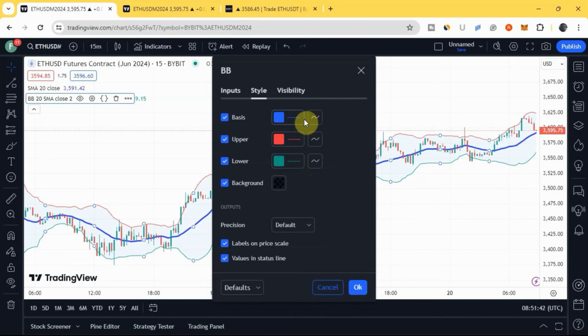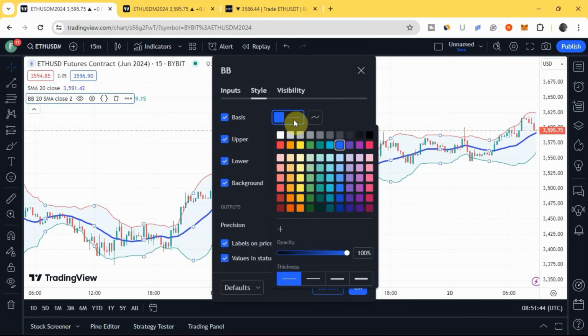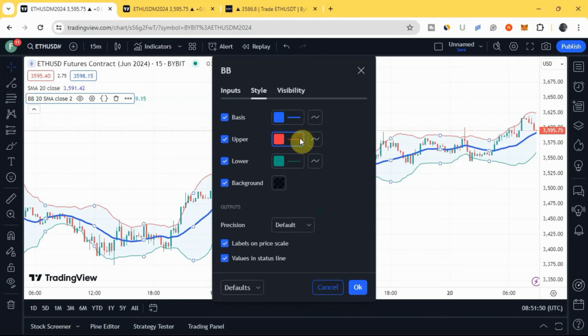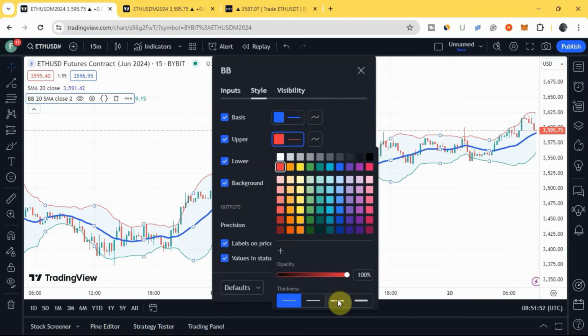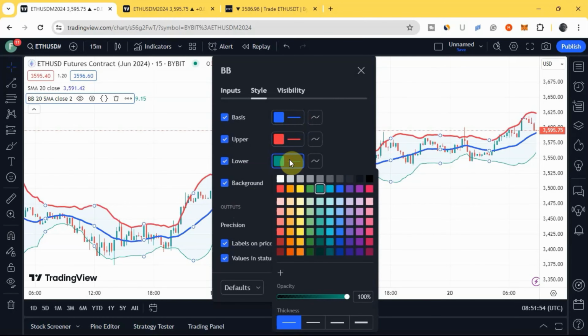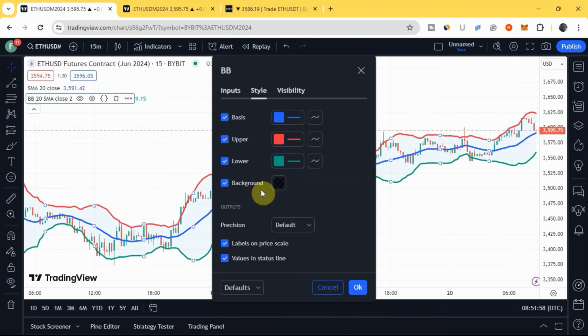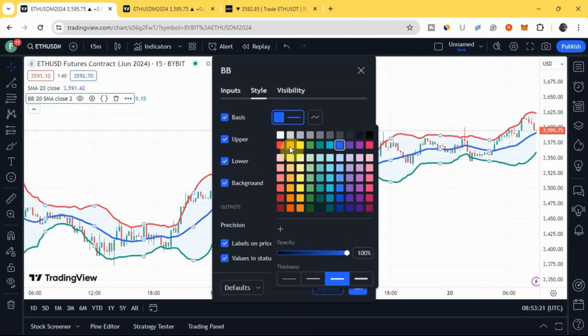Now, let me first change all the lines and I'll explain. So let's change all the lines to this one right here, the thickness right here. Let me do the second one right here, change it to this. And let me do the third one right here and change the thickness to this. Once you change the thickness, this basis right here is the same line as the moving average. So I'm going to be changing it. The moving average line is blue, don't forget. So I'll change this blue. I'll change it to, let's say, yellow. So I'll put it on yellow right here.